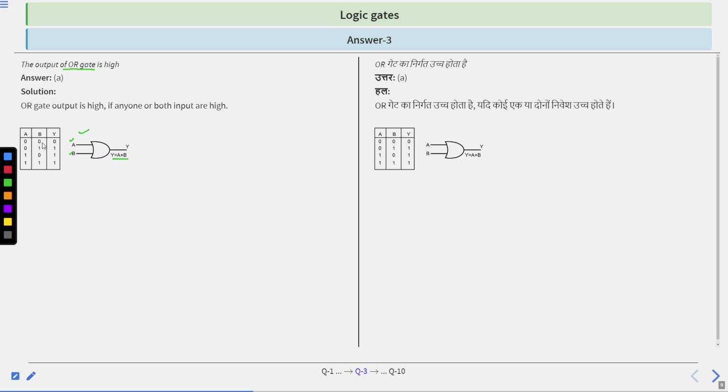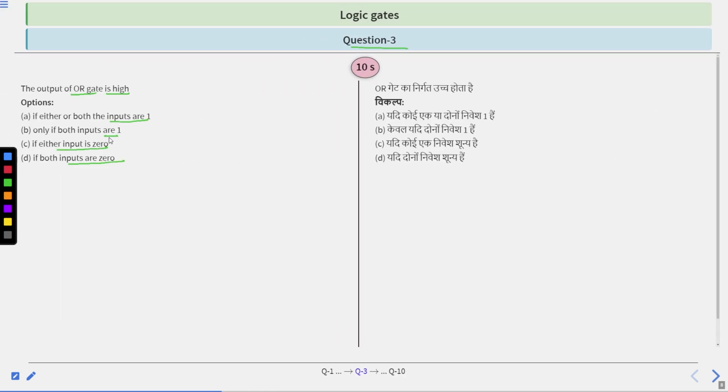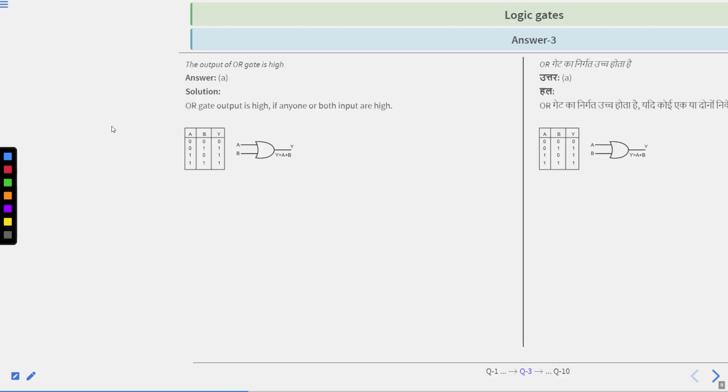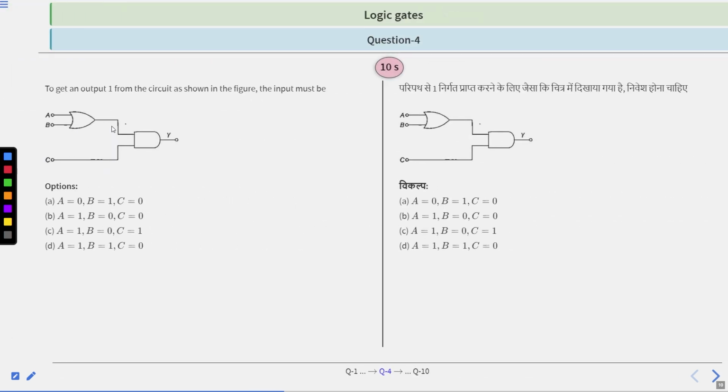So the outputs are 0 for 00, 1 for 01, 1 for 10, and 1 for 11. It means the output will be high when any one or both inputs are high. Clear? So the correct answer is option A, if either or both inputs are 1. Clear? So option A is correct. Now next question. Question 4.